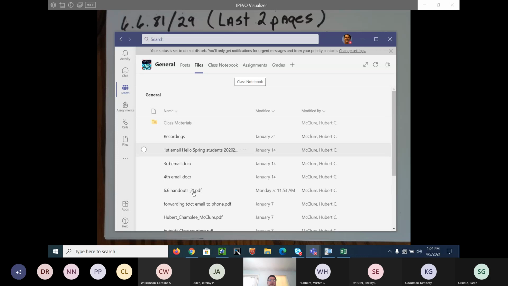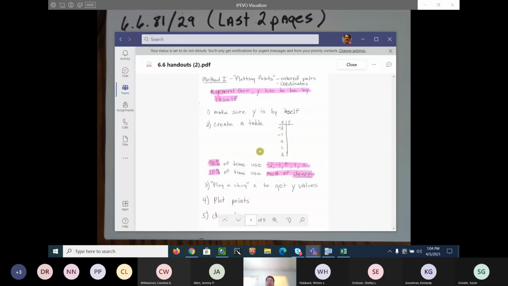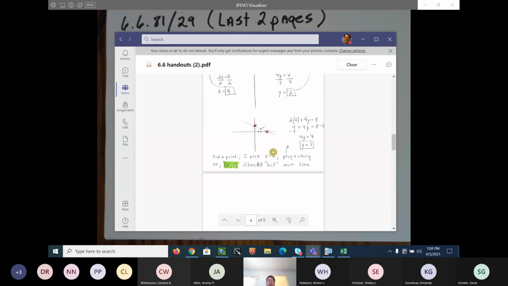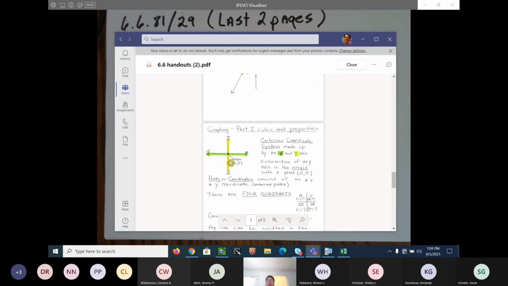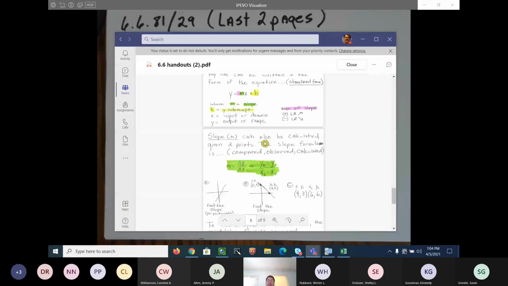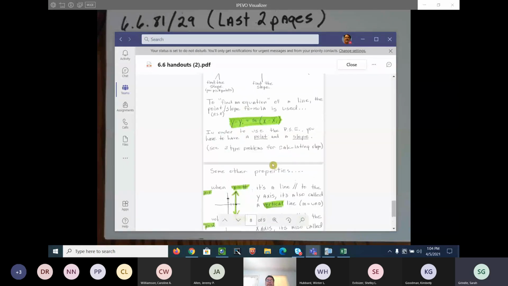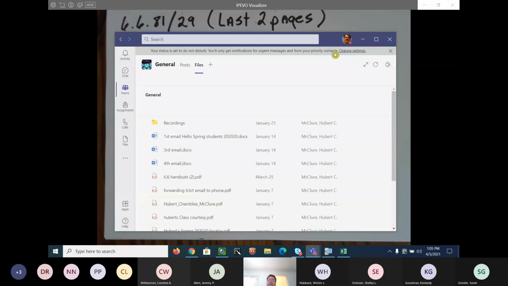6 handouts. And the last 2 pages right here, graphing and slope. Oh, it's last 3 pages. I'm sorry, last 3 pages. Okay. So this is what Ms. Grindle said a while ago about calculating the slope, this is all on the last 3 pages. So if you haven't printed these out, which you should have done last week, then you have no earthly idea what I'm talking about.